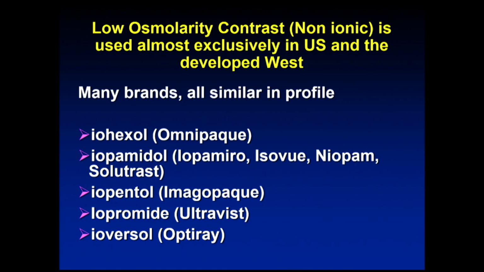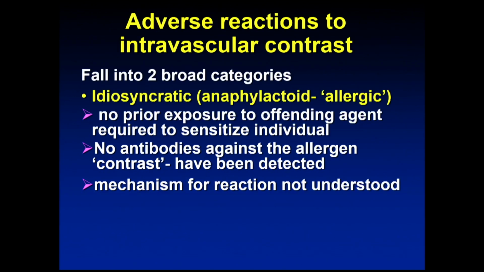The low osmolarity contrast or non-ionic contrast are pretty much universally used throughout the world at this point. This shift really occurred in about the early 2000s. There are many, many brands, and the brand that your particular institution uses would be dependent on the contracts that they have with the different manufacturers. So these are some of the different varieties of contrast that are available. In the Penn system, we tend to use the iopamidol most frequently, with the others being used less frequently.